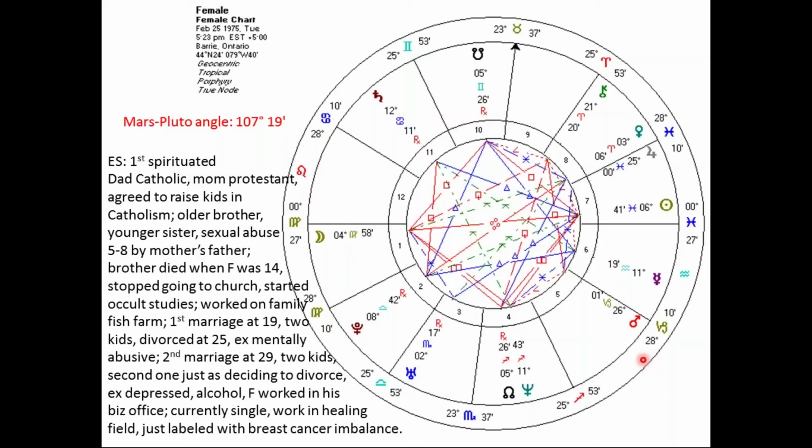Very briefly, this soul feels that she is first stage spirituated. Dad Catholic, mom Protestant, mother agreed to raise the kids in Catholicism. She has an older brother and younger sister. There was sexual abuse between ages 5 to 8 by her mother's father. Her brother died when she was 14. That is when she stopped going to church and really broke out and started looking at occult studies. She worked on the family fish farm. She was married at 19, had 2 children, and divorced at 25.